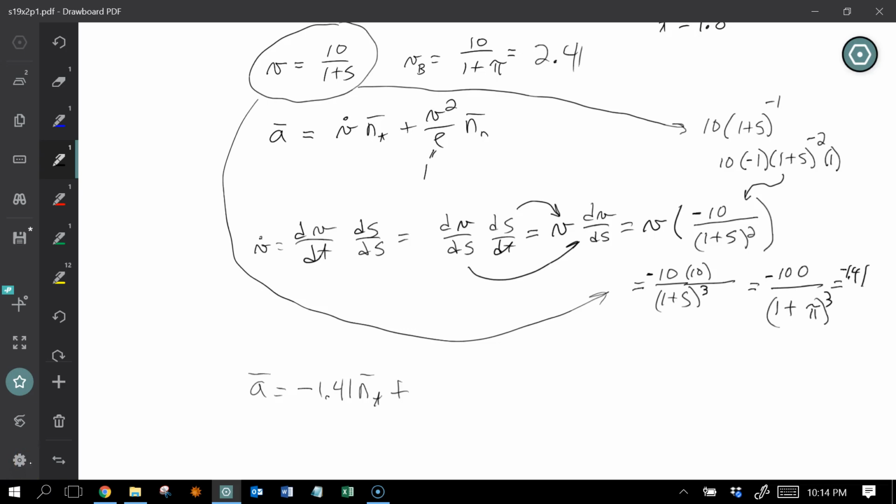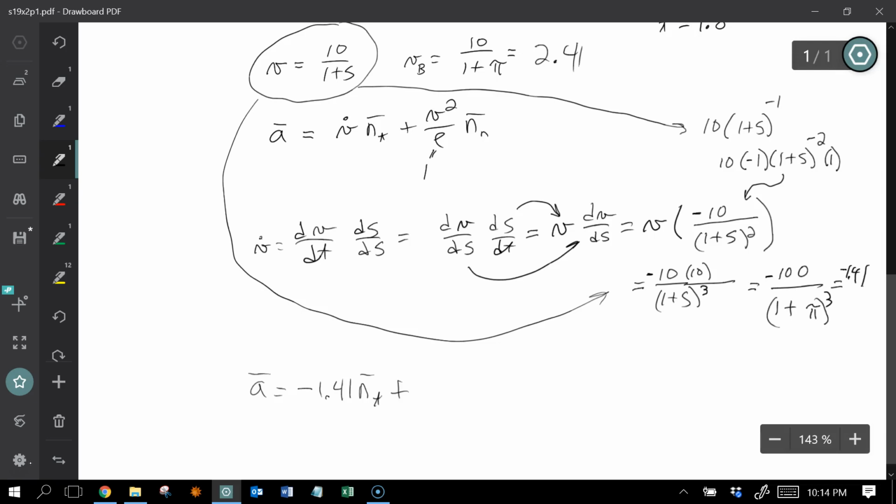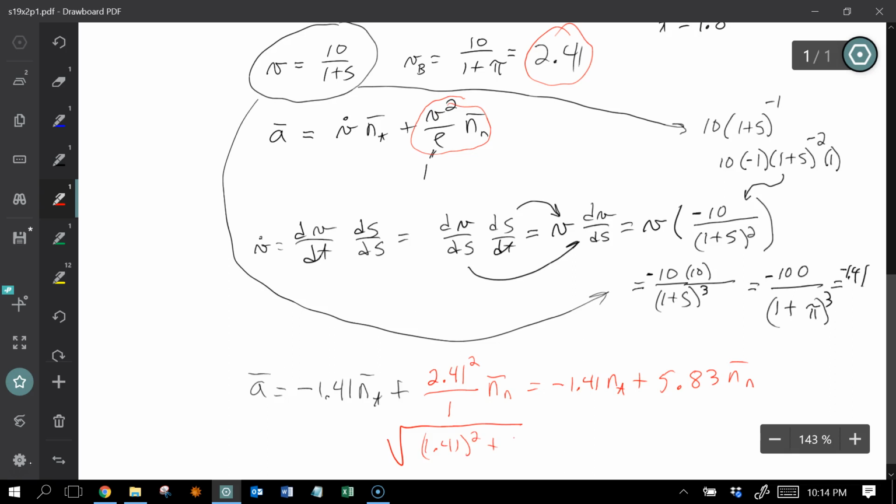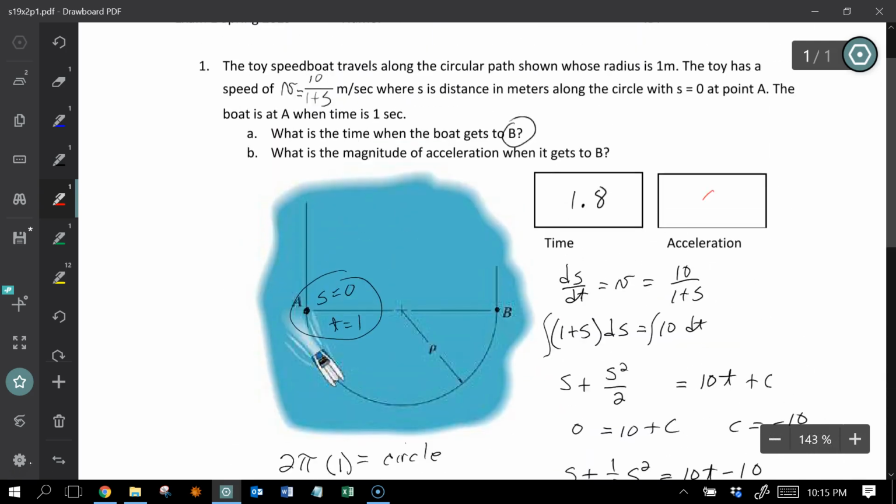Okay, sorry about that interruption. All right, so v at B is 2.41. So I'm plugging into this formula right here. V is 2.41, so we have 2.41 squared over radius of curvature, which is 1, and that'll be in the n direction. So this is equal to minus 1.41 t plus, according to my calculator, 5.83 in n. Now you want the magnitude. So the magnitude is the square root of 1.41 squared plus 5.83 squared, and my calculator says that is 6. And that's the way you do that one.